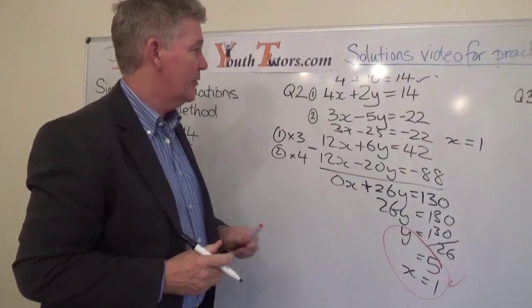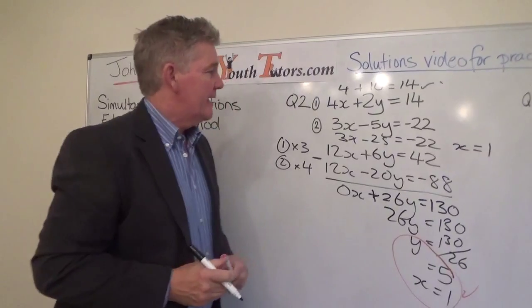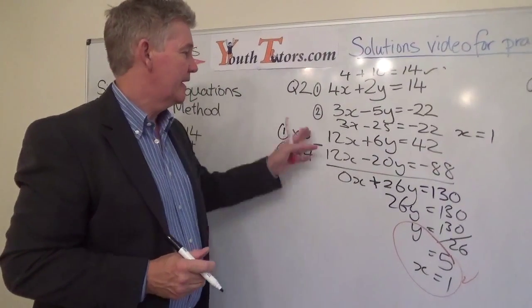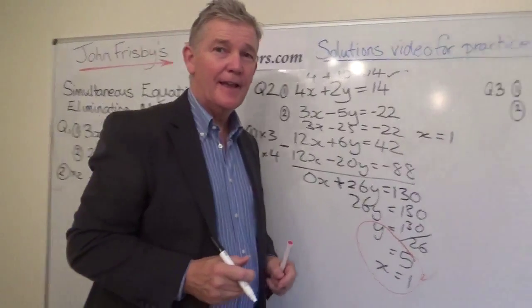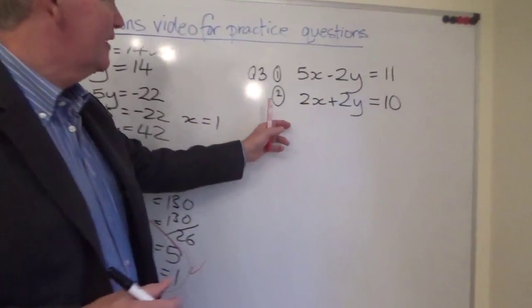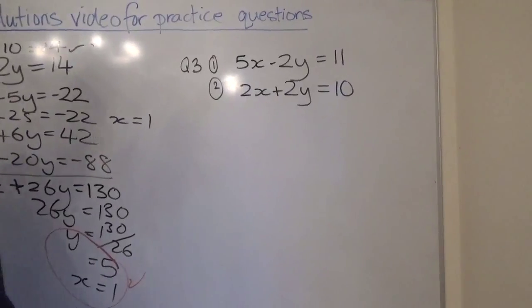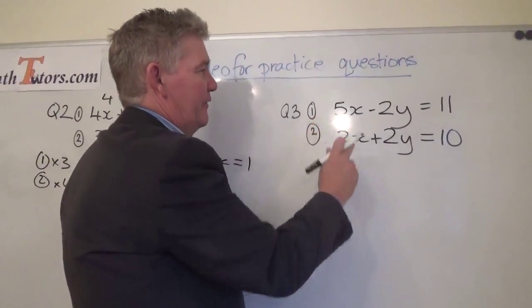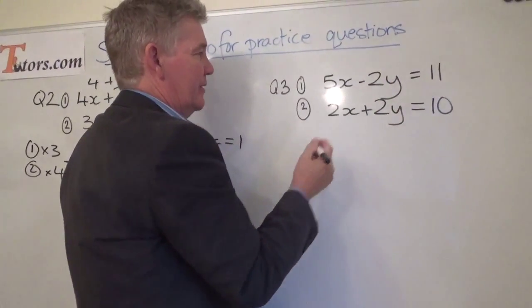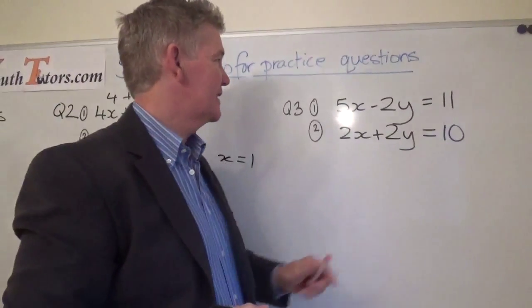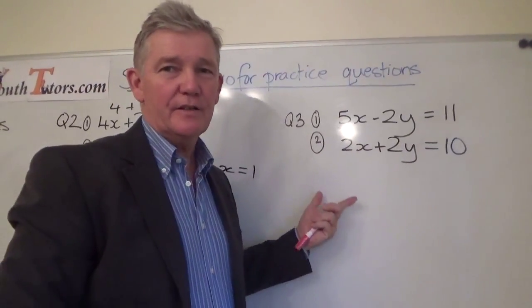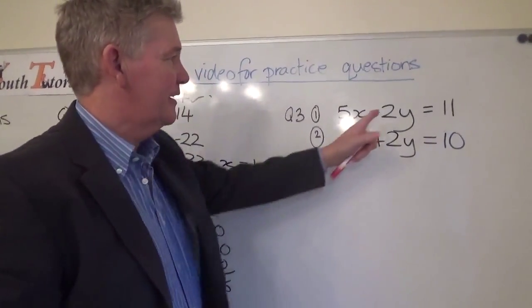A bit harder, that one, because of the numbers involved in having to multiply both equations by a different number. And lastly, hoping you're still going strong, equation 1 here, 5x minus 2y equals 11, equation 2, 2x plus 2y equals 10. I've deliberately put a slightly easier one to finish because the last one was a bit tougher.